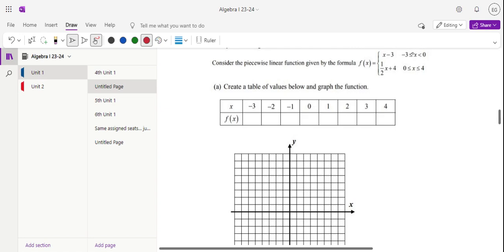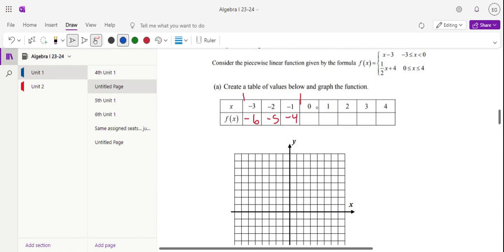From -3 to 0, inclusive of -3, not inclusive of 0, we should be using that first function. So if I plug in, -3 minus 3 is -6, -2 minus 3 is -5, and -1 minus 3 is -4. Then from 0 to 4, we should be using that second function.